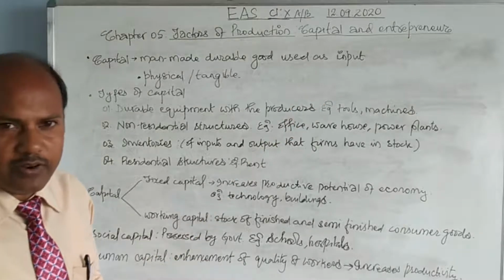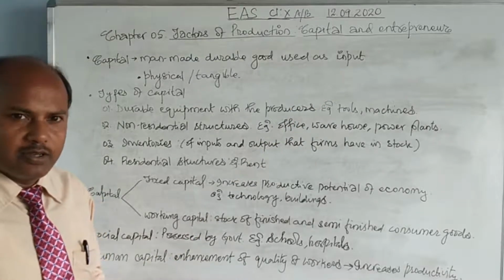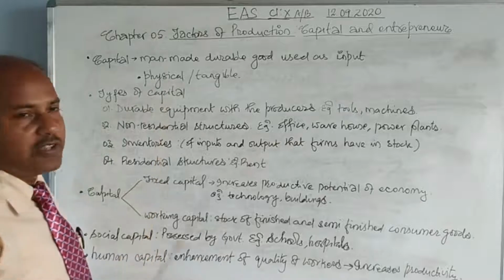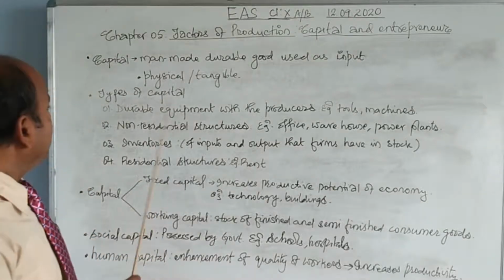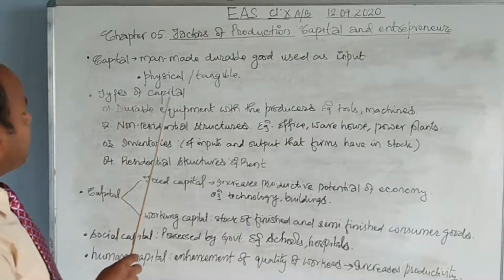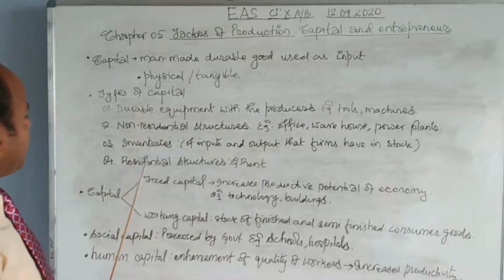Sunlight is very important for us, but it is not capital because it is not tangible, it is not physical, we cannot see it. Now the next topic is types of capital. There are 4 different types of capital.